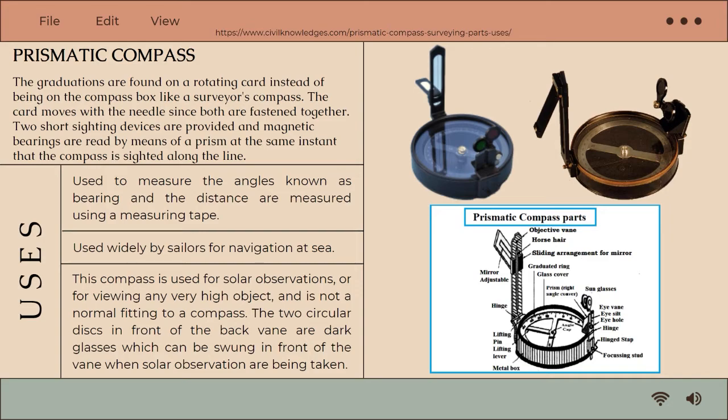This compass is used for solar observations or for viewing any very high object, and is not a normal fitting to a compass. The two circular discs in front of the back vane are dark glasses, which can be swung in front of the vane when solar observations are being taken. Here we have the objective vane, horsehair sliding arrangement for mirror, graduated ring, glass cover, prism, sunglasses, eye vane, eye slit, eye hole, hinge, hinge tap, focusing stud, metal box, lifting lever, lifting pin, hinge, and adjustable mirror.